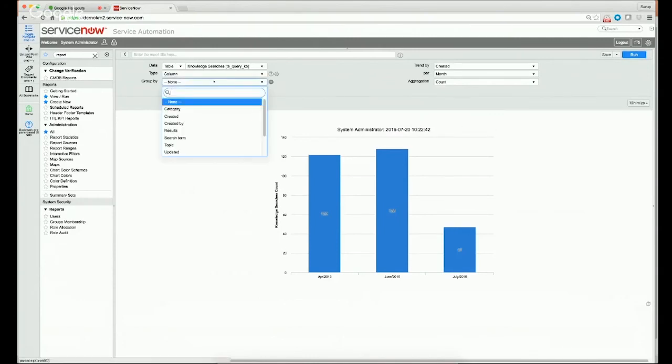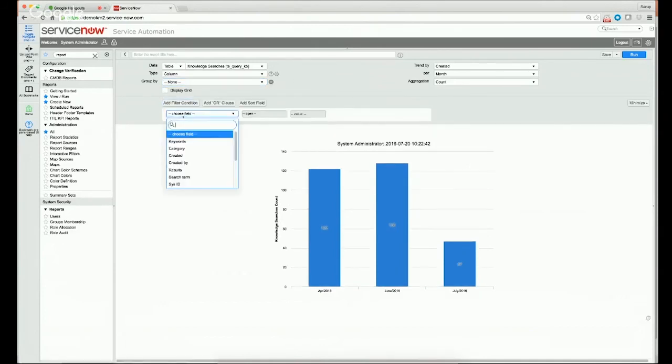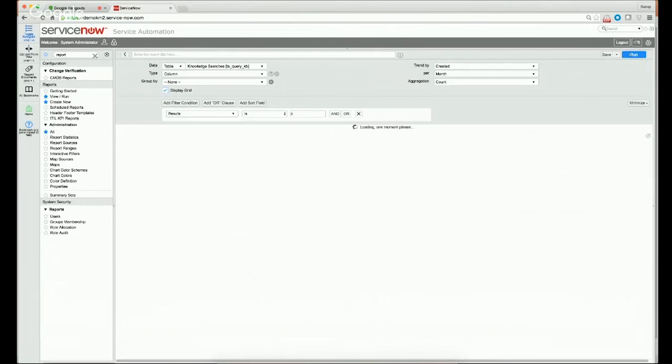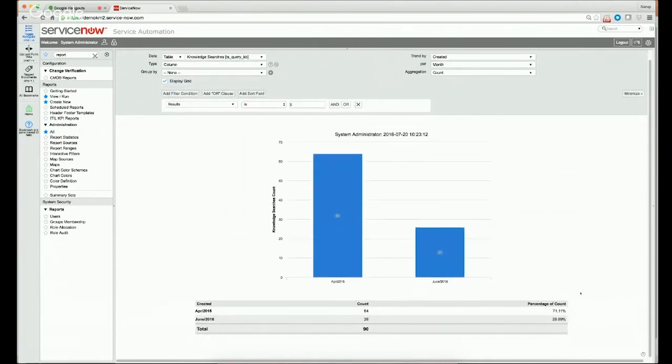And then let's add a filter condition, right? So let's add a filter condition to say number of results is 0. So you really should be concerned about these, because these are searches that did not result in an article being returned. So if you look at this, you see that this is pretty bad actually, but this is saying that 28% of the searches in June did not lead to a result.